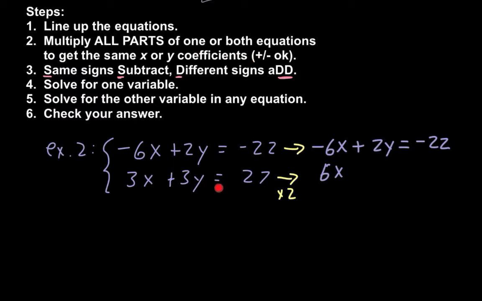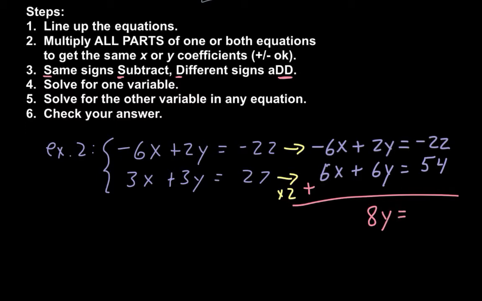To keep this equal, you have to do 3x times 2, positive 3y times 2, and 27 times 2. So positive 3y times 2 gives me a positive 6y. 27 times 2 gives me 54. And now we could work through the problem just like before. To get these x's to cancel out, I can't subtract, since that would give me a negative 12x. But with different signs, I add them, and I get 0 x's. Add my y's, I have 8y.